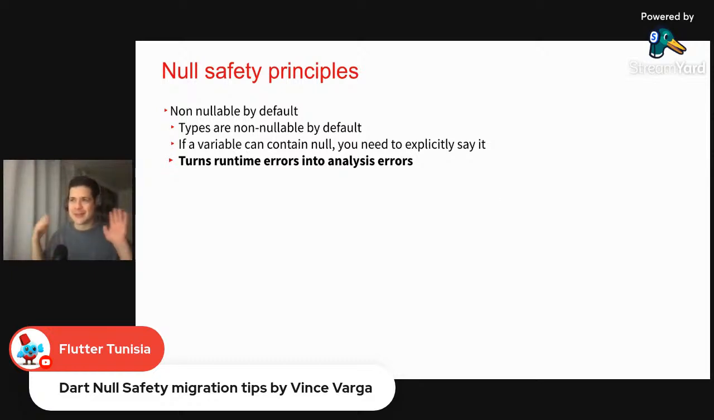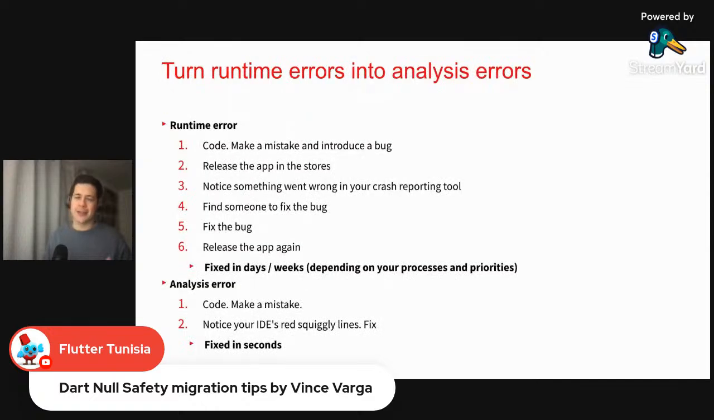So types are non-nullable by default. If a variable can contain null, then you need to explicitly say that it can contain null. And the reason why it's very good is that it turns runtime errors into analysis errors. And the reason why that is very important is because let's just think about what happens if you introduce a runtime error to your application.